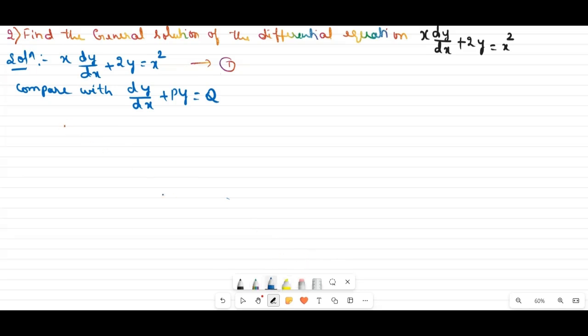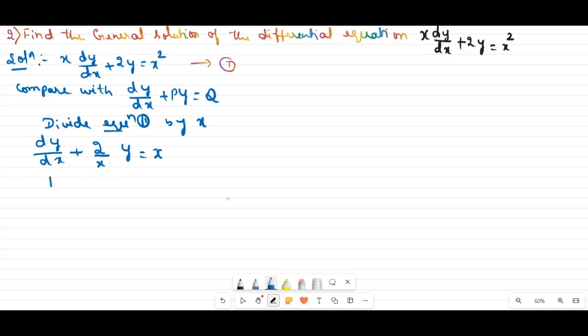Divide equation 1 by x. So if you divide by x, what will you get? In the first term, x will get cancelled. Plus 2 by x into y is equal to x, because if you are dividing by x, one x will get cancelled. In the second term, it won't get cancelled. So that's why I have written that as 2 by x.